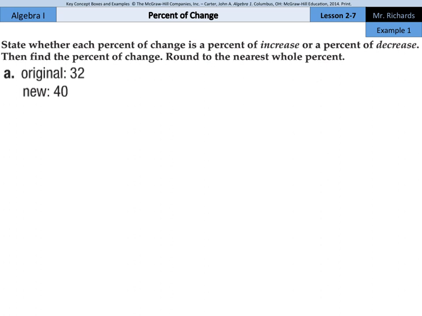Our directions in our first example state whether each percent of change is a percent of increase or a percent of decrease. Then find the percent of change, rounding to the nearest whole percent. Well, our original is 32. We're going to a new of 40. So this is an example of a percent of increase.